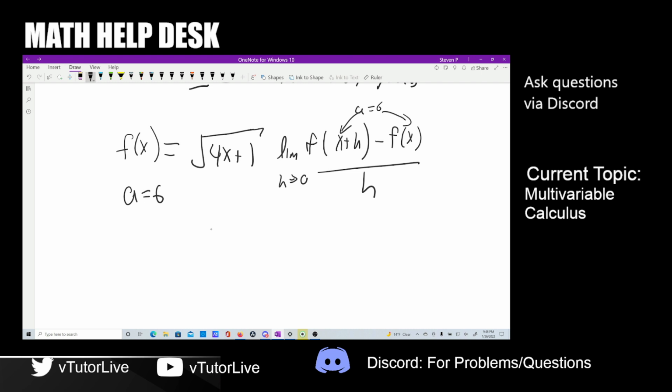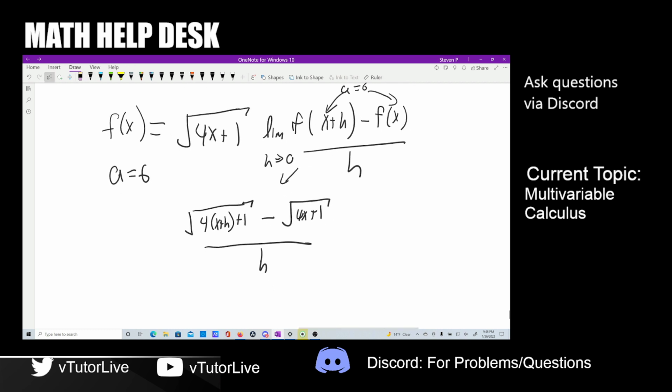No promises. But to me, this looks like the square root of 4 times x plus h plus 1 minus the square root of 4x plus 1, all over h. Is this it? Yeah, it looks kind of terrible, but we're going to multiply by the conjugate and just cross our fingers and hope something nice works out.